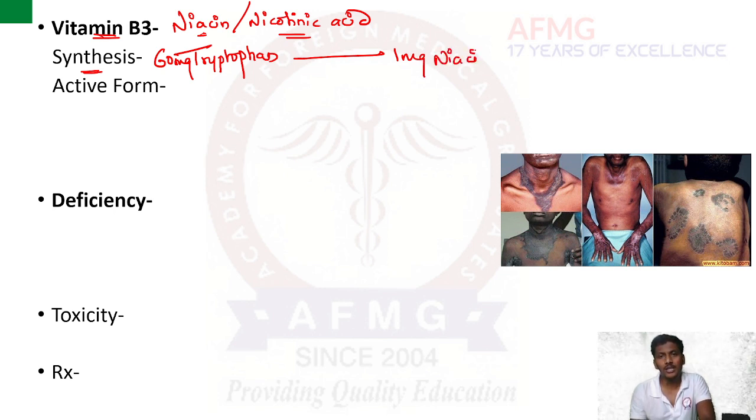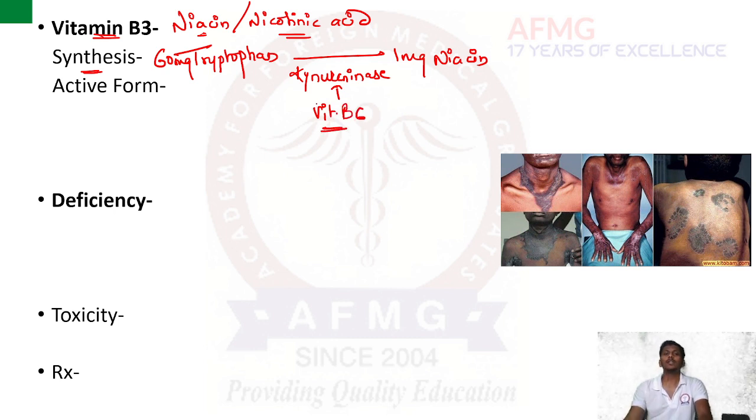Okay, it occurs in multiple steps, but the most important step, or the rate limiting enzyme you can say, is mediated by an enzyme known as kynureninase. Okay, this kynureninase enzyme would require vitamin B6 or pyridoxine as its coenzyme. So this kynureninase enzyme of tryptophan metabolism will use vitamin B6 as its coenzyme. I'll explain to you why I have given this.